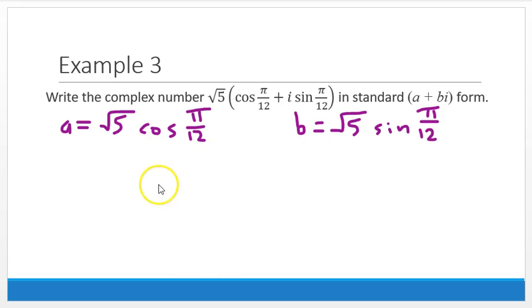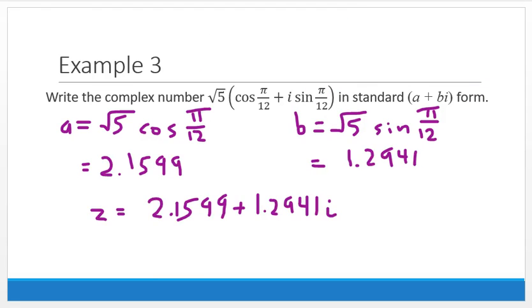You'll just be allowed to use your calculator and then plug in what is square root of 5 times cosine of pi over 12 and what is square root of 5 times sine of pi over 12. Make sure you're in radian mode though. This problem didn't specify how many decimals to round to, so I just picked 4. But in general, the questions on the assignments will tell you whether they want you to round to 2, 3, or 4. It'll probably change from problem to problem. So for 4 decimal places, I got 2.1599 for the A value and 1.2941 for the B value.